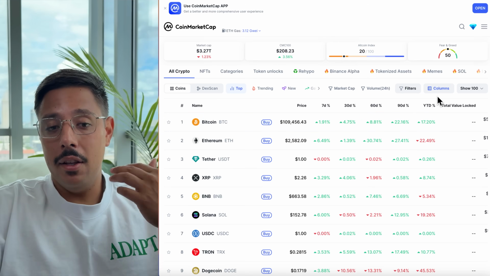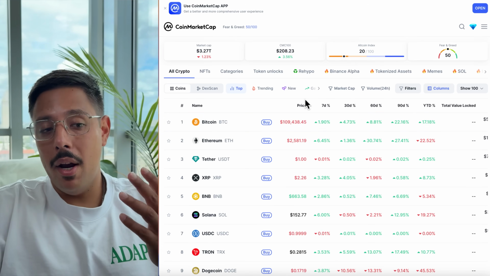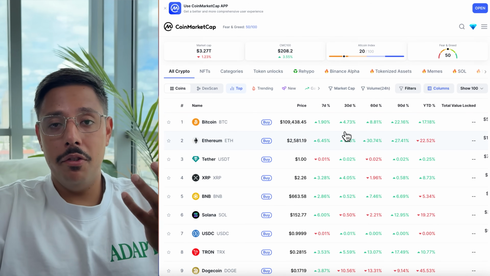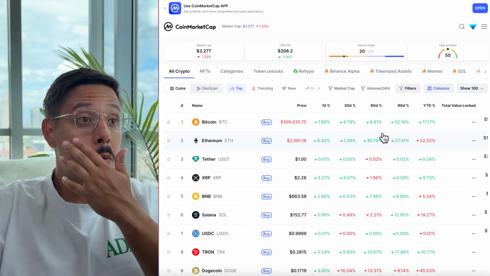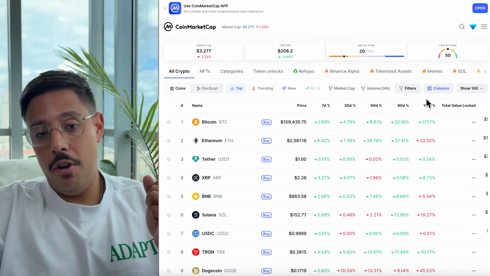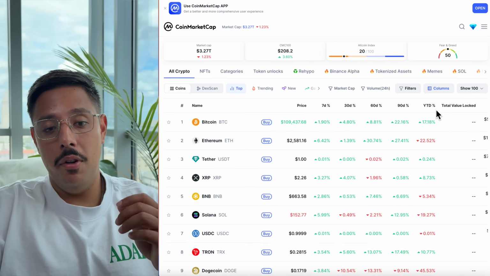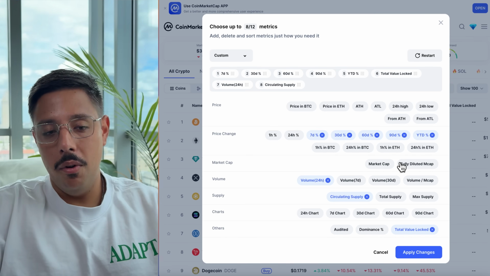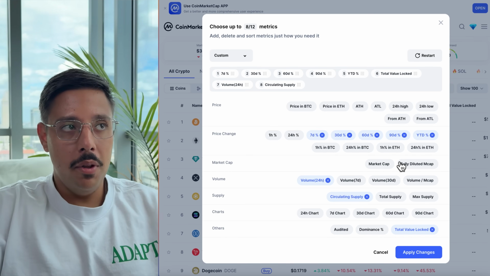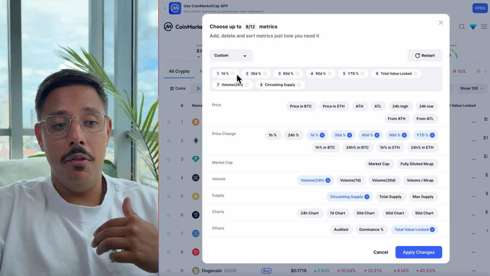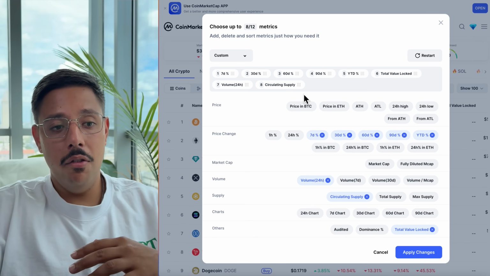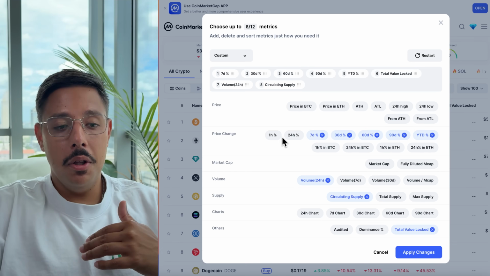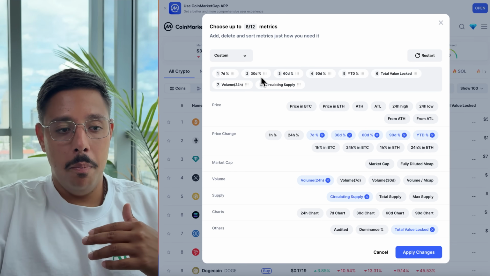Personally, like I told you before, I do not care about price that much. I don't care about market cap. I switch the website around to give me what I want, which is percentage increase. I wish they had a liquidity depth column here. They don't, unfortunately. Maybe one day they'll do that. But I look for percentage increase, and you can customize it. This is where it's really cool. I love this feature about CoinMarketCap. You can pick which columns you want and the order of them.